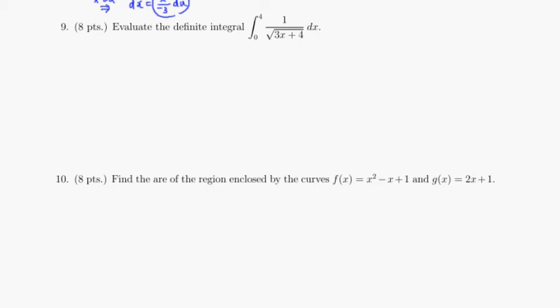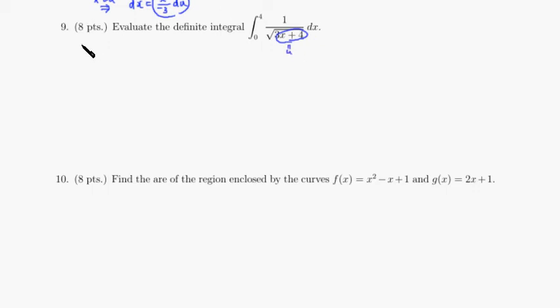Okay, let's look at exam 3A, problem number 9. So we want to evaluate this definite integral. First we need to simplify by substitution. So we're going to let this guy, 3x plus 4, equal u.